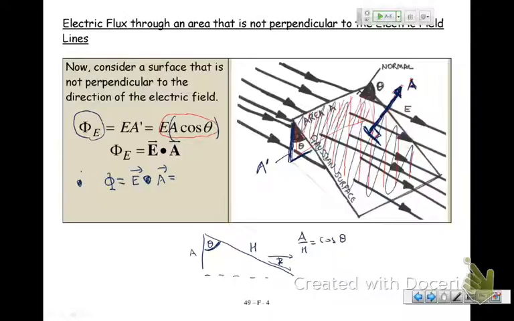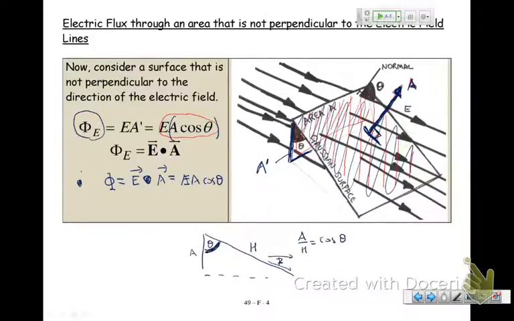And I know from math that this equals the magnitude of E times the magnitude of A times the cosine of the angle between those two vectors. You had a comment or a question? I was going to ask, the angle that the electric field comes through this Gaussian surface is the same angle. So same theta.